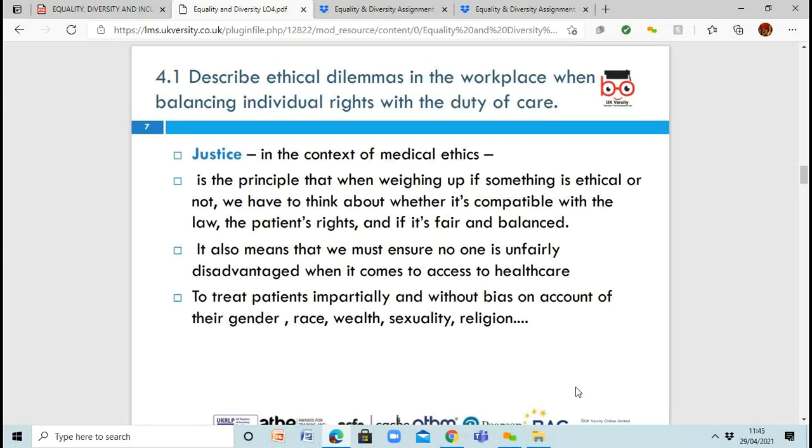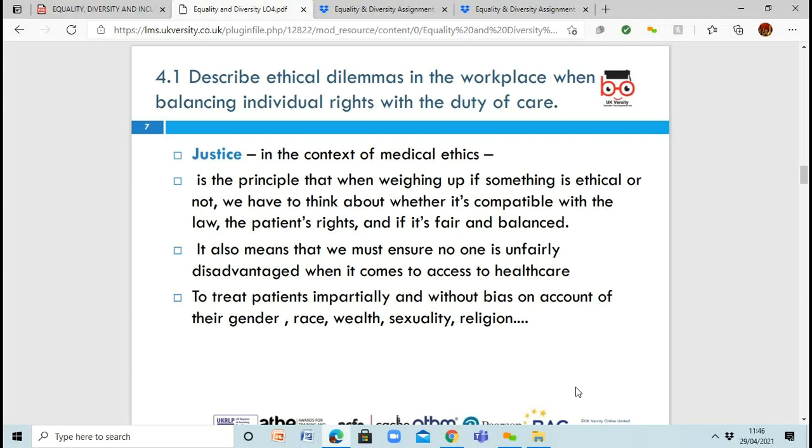So let's go on to slide 7. So on here, we're just going to talk about justice now. So justice, not in a legal way, like a criminal way, but justice as in medical ethics. So justice is when you're weighing up if something is ethical or not, when you're thinking about if it's compatible with the law, if it's compatible with the patient's rights, and if it's fair and balanced.